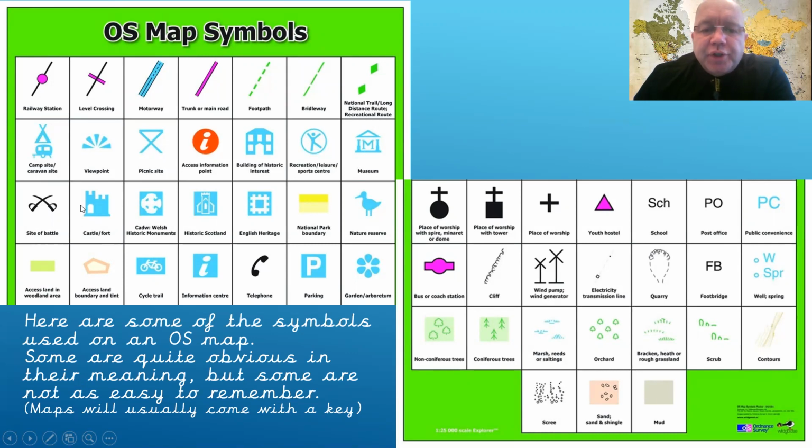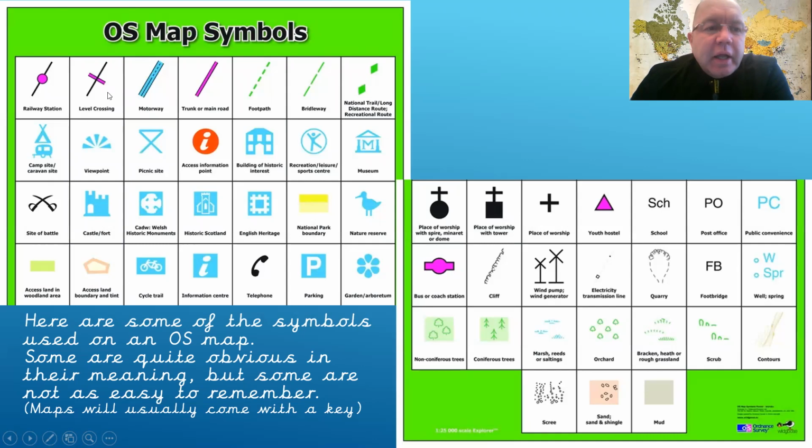Some of them not so much, because there's one here, and you could say it looks a little bit like a flower. And that's the symbol for a garden or arboretum. So a large public garden, a garden that you'd be able to visit. Strange shape here, that's the symbol for a bus or a coach station. So that's one you might just have to learn because it's not obvious. They've not drawn a picture of the bus to make life easy for you.